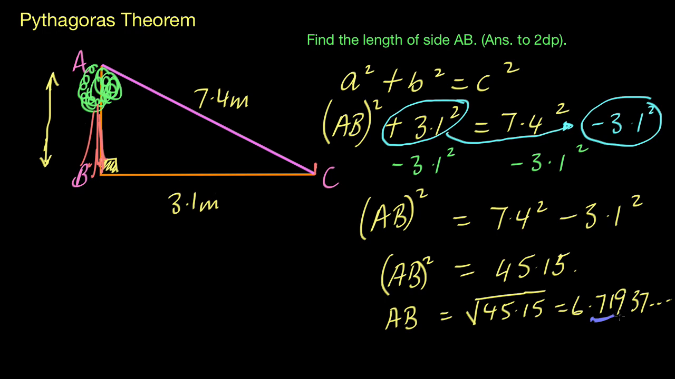But you also need to consider what happens after that last number, after that 1. Is the value after that 5 or above? Is it 5 or greater? And it is. So what happens is that 1 gets rounded up to a 2. So we end up with AB is equal to 6.72, and everything was in meters. So we just found the height of the tree there. We've got this rope, 7.4 meters. It's 3.1 meters from the base of the tree to the point C, and the height of the tree is 6.72 meters.